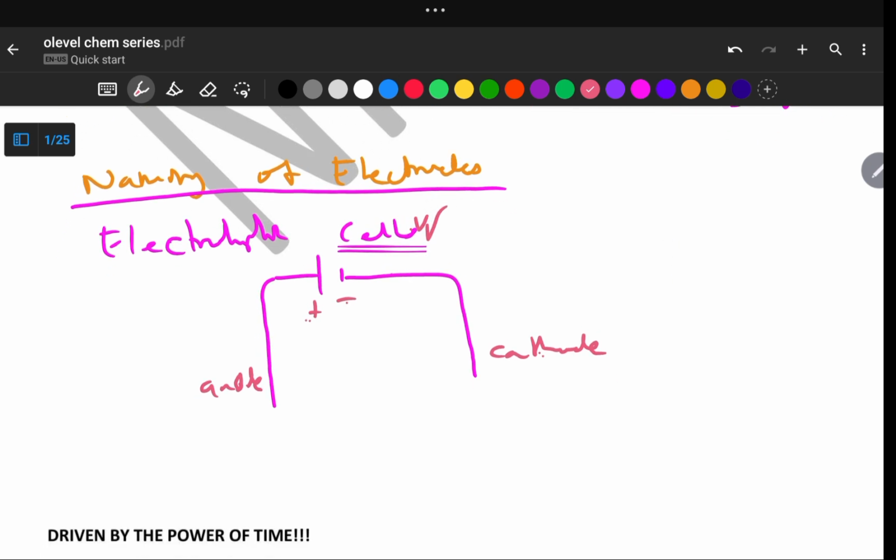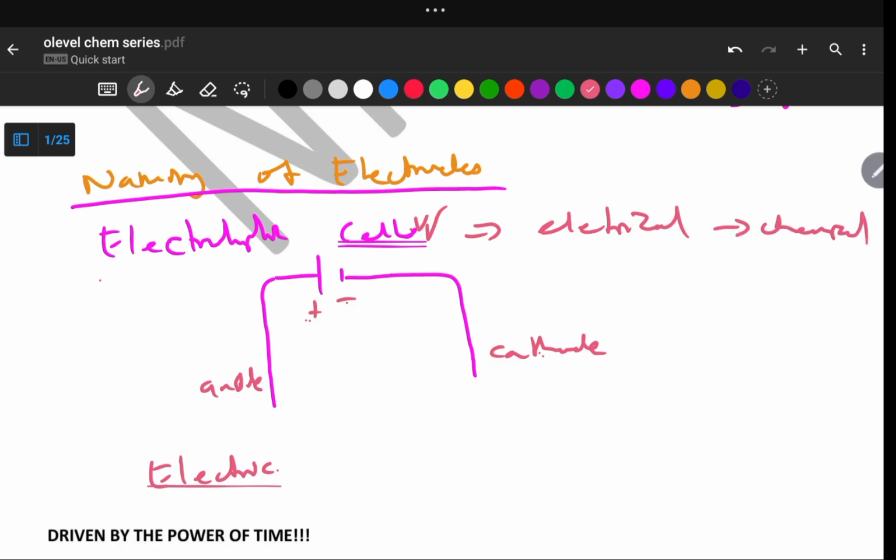And then today we are talking about the electric cell. So this one is the electrolytic cell. This one is the electric cell. This one converts electrical energy into chemical energy. And this one, the electric cell, converts chemical into electrical. So you must understand the difference, you must know the difference.